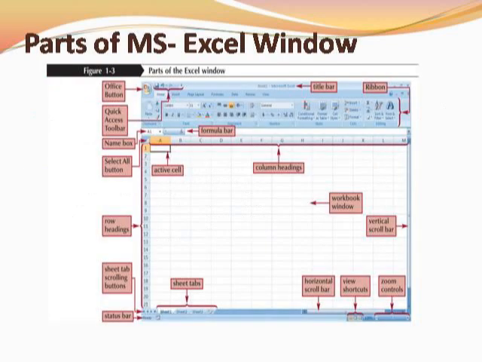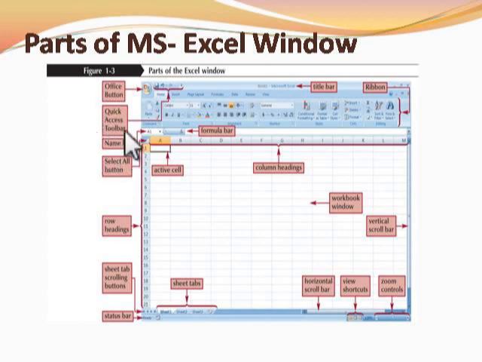Now we will talk about parts of the MS Excel window. The figure shows us some important parts of the MS Excel window. The first is the Office button. This provides a list of buttons that allow you to perform common tasks such as to create a new spreadsheet, open an existing sheet, save as, print, etc.